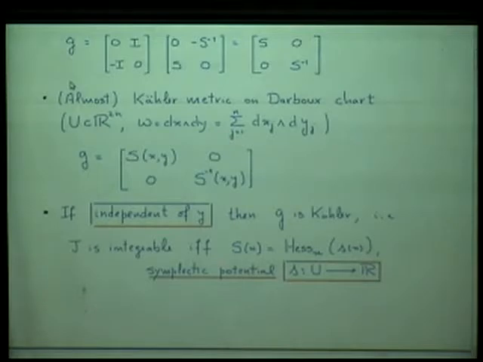It is integrable if and only if the symmetric positive definite matrix is the Hessian of some function. And so I'll call this function, which is defined in this neighborhood U with values in R, the symplectic potential. So it has to be a convex function so that its Hessian is positive definite.